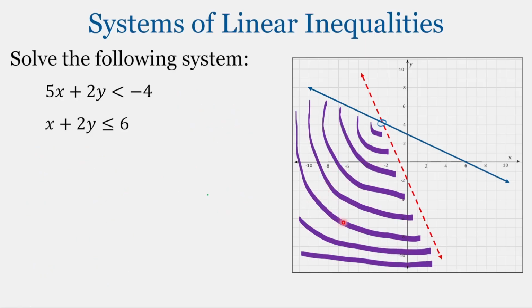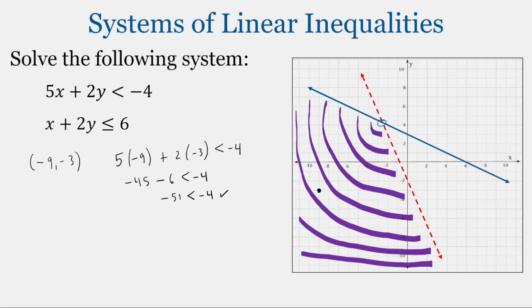What that means is if we randomly pick a point, any point that's in this section, so for example, we can pick -9, -3, we will get a true statement when we plug these xy coordinates into both inequalities. So for the first inequality, we have 5 times -9 plus 2 times -3 less than -4. -45 minus 6 is less than -4. Negative 51 less than negative 4.